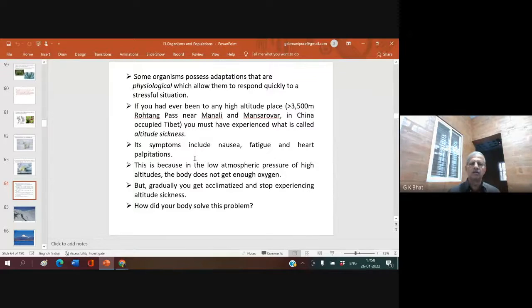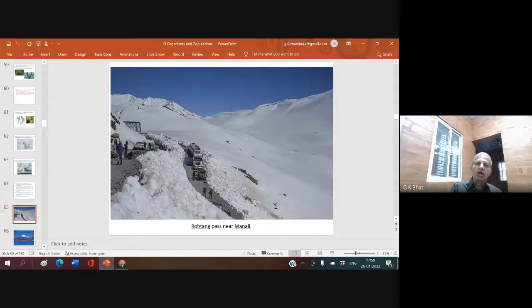This is because in the low atmospheric pressure of high altitude, the body does not get enough oxygen. But gradually you get acclimatized and stop experiencing altitude sickness. But it takes a lot of time. Gradually, our body gets conditioned to that. This is what you call physiological adaptation. How did your body solve this problem? Because this is what I wanted to show you.